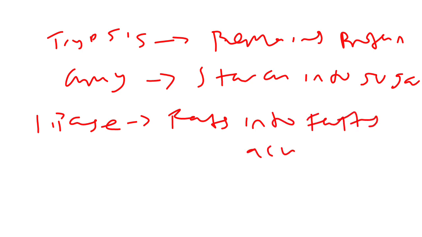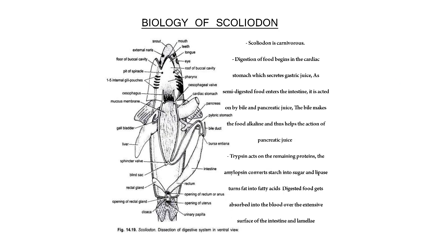Into fatty acids. And the digested food now gets absorbed into the blood over the extensive surface of the intestine. So the digested food enters into the blood. Remember that once food has been digested, what we have to get there is the nutrients. So the nutrients enter into the blood so that they can circulate throughout the body. So that is what we have there.